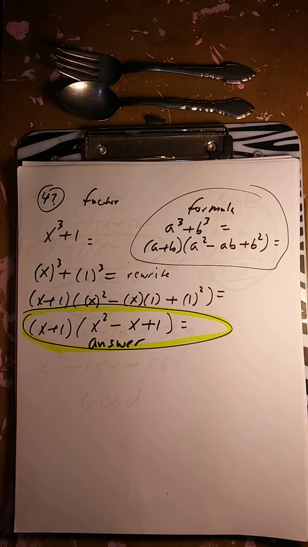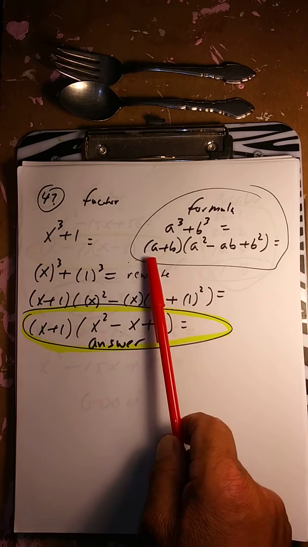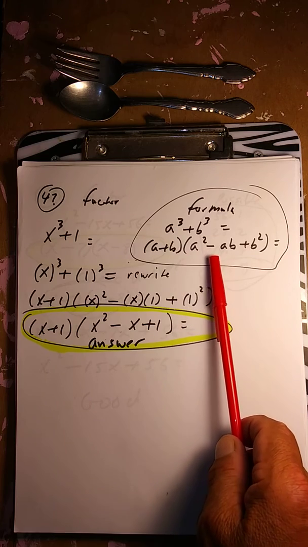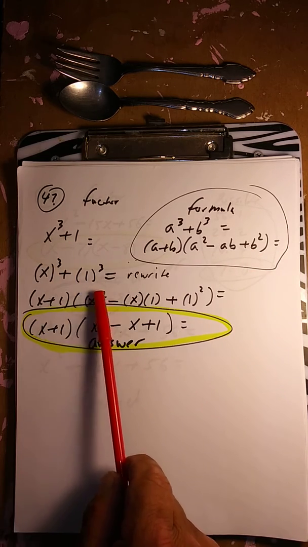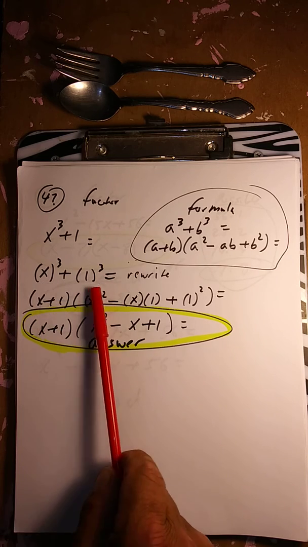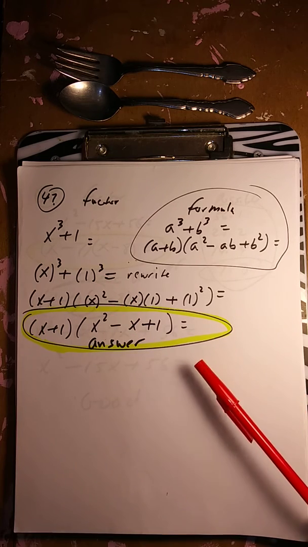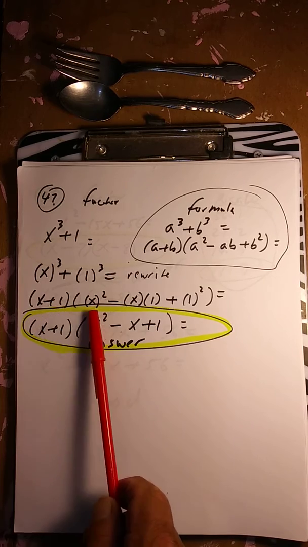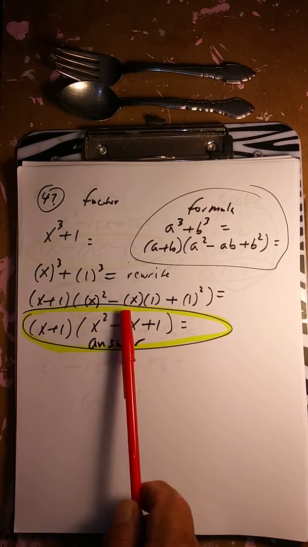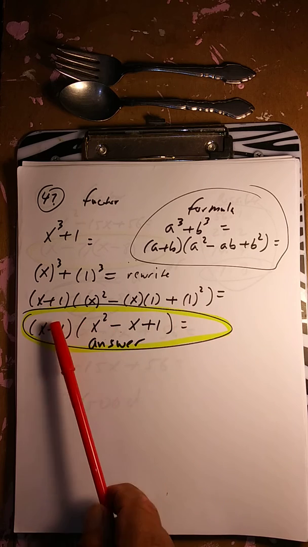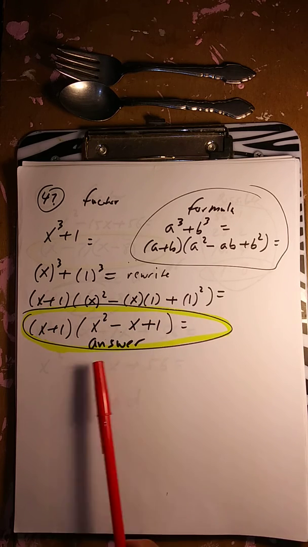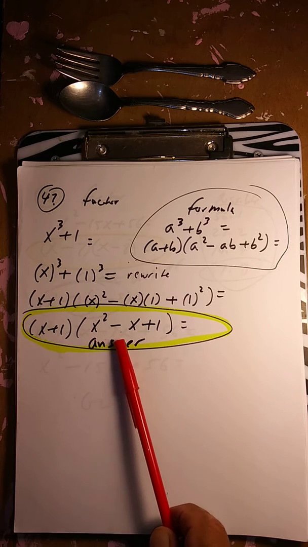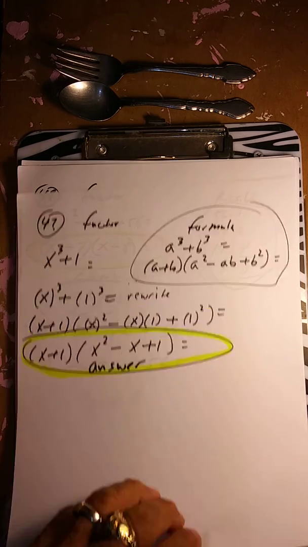Another formula. a cubed plus b cubed, sum of cubes. So (a plus b)(a squared minus ab plus b squared). So rewrite this one. x cubed plus 1, 1 times 1 times 1 is 1. x cubed plus 1 cubed, rewrite it. So now from there, we have x plus 1, square the first one, multiply them together, and then square the last. So (x plus 1)(x squared minus x plus 1), correct.